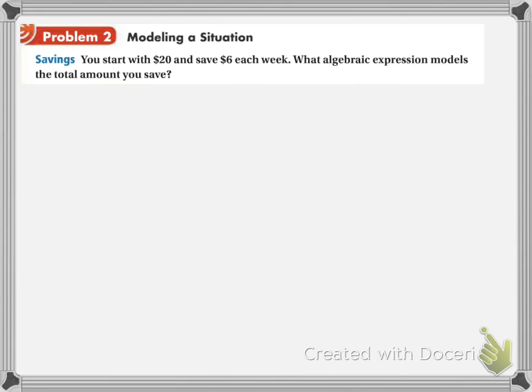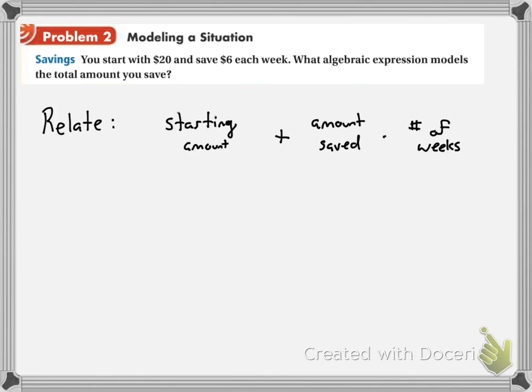In the next problem, we're going to work on modeling a situation. This situation is talking about savings. You start with $20 and you're going to save 6 every week. What algebraic expression models the total amount that you save? How you're going to want to set this up is you're going to want to begin your expression with your starting amount. You're going to add the amount that you save times the number of weeks.